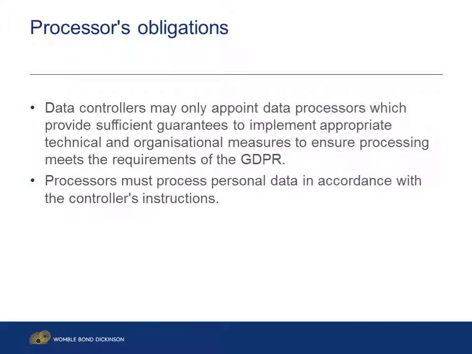The processor's obligations generally reflect the fact that they're processing personal data on behalf of a controller. Data controllers may only appoint data processors who provide sufficient guarantees in relation to technical and organizational measures to ensure that their processing meets the requirements of GDPR. Consequently, the first specific obligation of a processor is to process personal data in accordance with the controller's documented instructions.